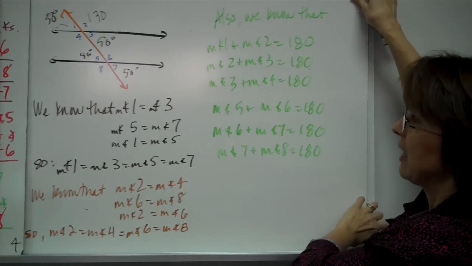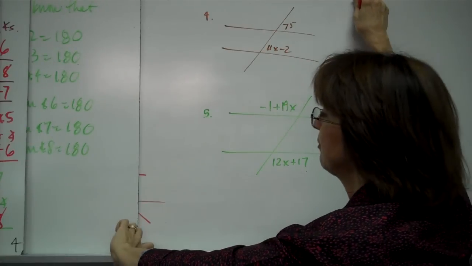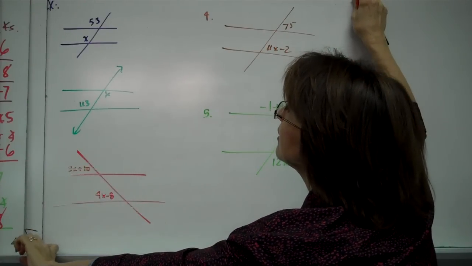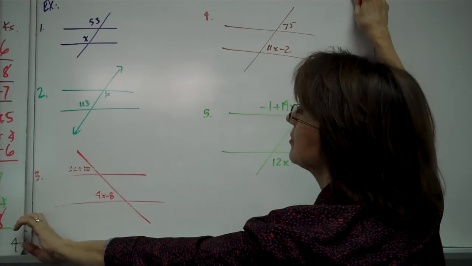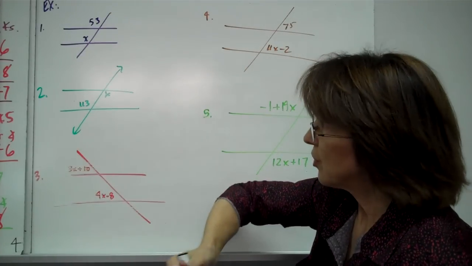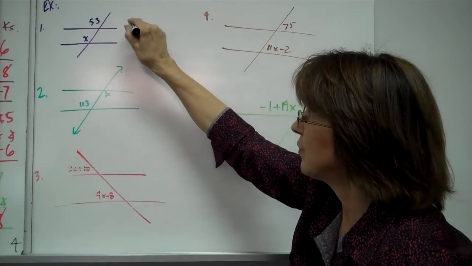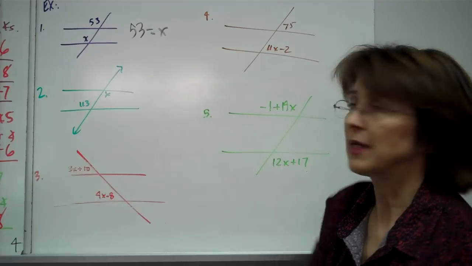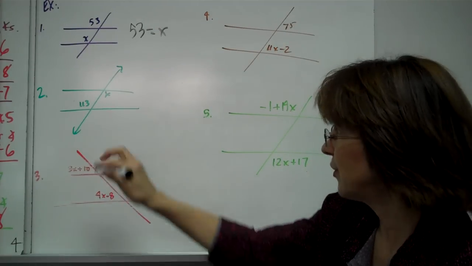All right, last one. Just going to work out a couple problems now. Okay, here's some examples. Okay, number 1. Well, these are corresponding. You can tell by their position. So we know that those two then are equal. So 53 equals x. Easy as pie. That's what x equals. We figured it out.